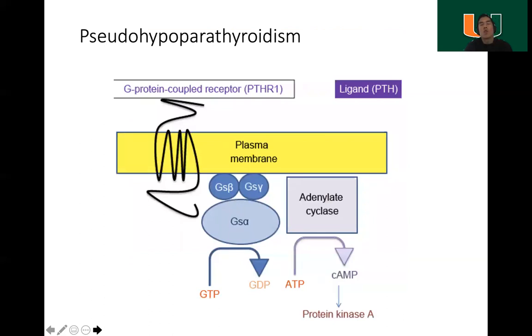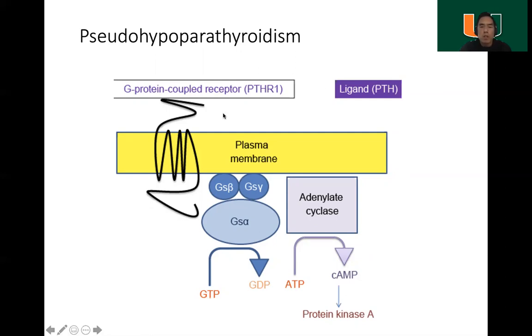There is also another cause of hypocalcemia that is very confusing to many residents. It sometimes shows up on the board exam, not very often. I was going to cut it out, but then I saw a question or two on pseudohypoparathyroidism, so I decided to include it.